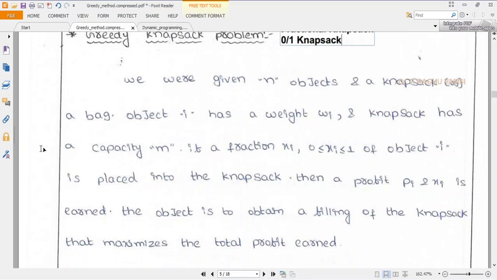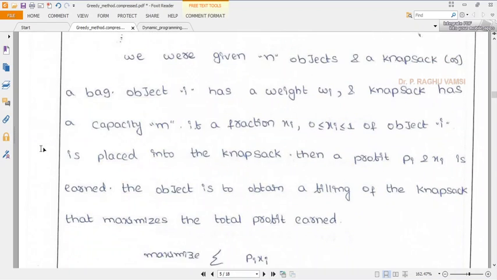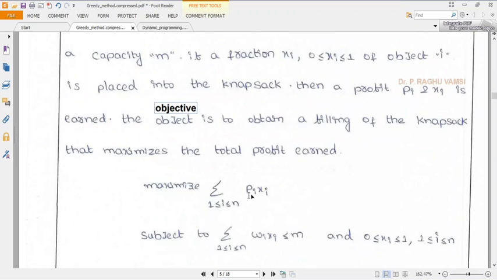If a fraction, that is xi, which is between 0 and 1, of the object i is placed into the knapsack, then the profit pi times xi is earned. The objective is to obtain a filling of the knapsack that maximizes the total profit earned. So every item has some profit, and whenever you place the items, you should achieve the maximum profit.